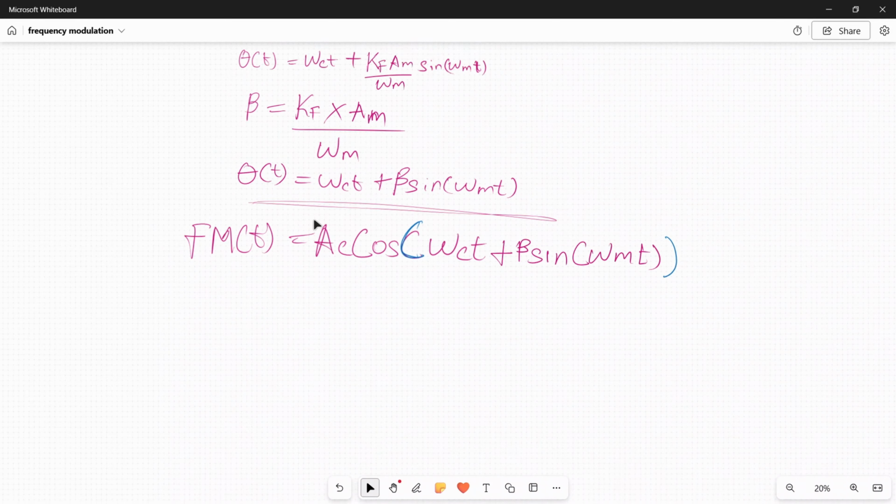All right. So this is the equation for the frequency modulated wave.